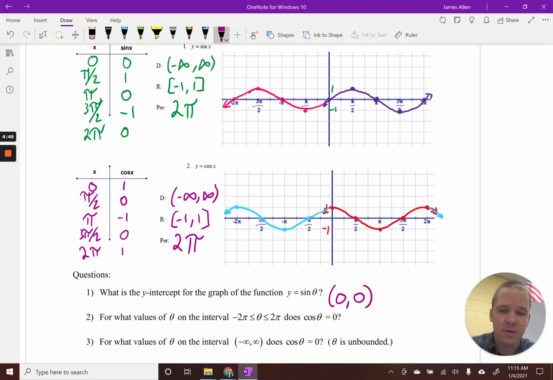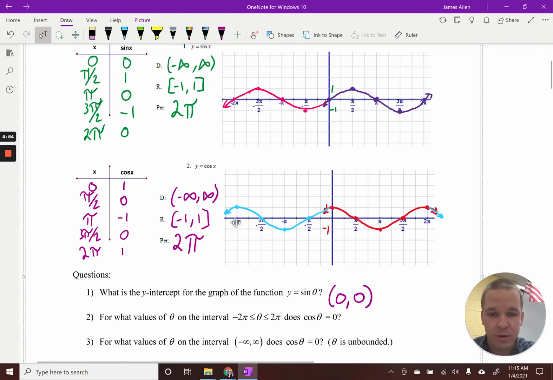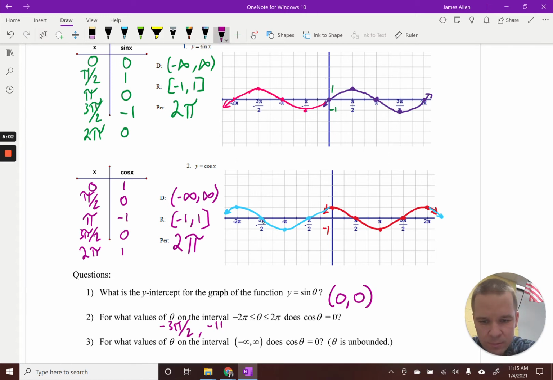Next one, for what values of theta on the interval negative 2 pi to 2 pi does cosine equal 0? So from negative 2 pi, that's all the way over here, we've got negative 3 pi over 2. Then we've got negative pi over 2. I'm not a huge fan of the slashy fractions, but I'm working with the room that we got here. They take up a little less space. Then we've got pi over 2.